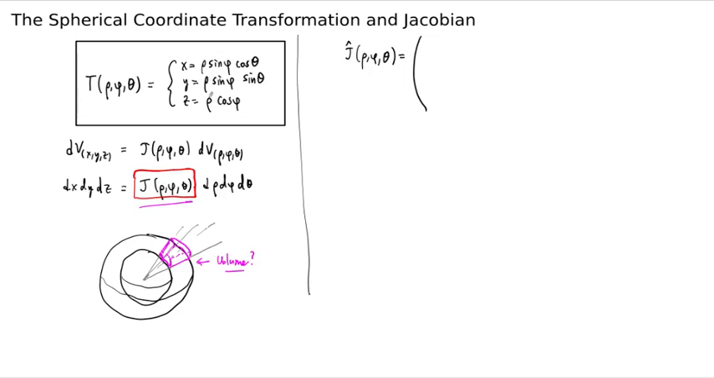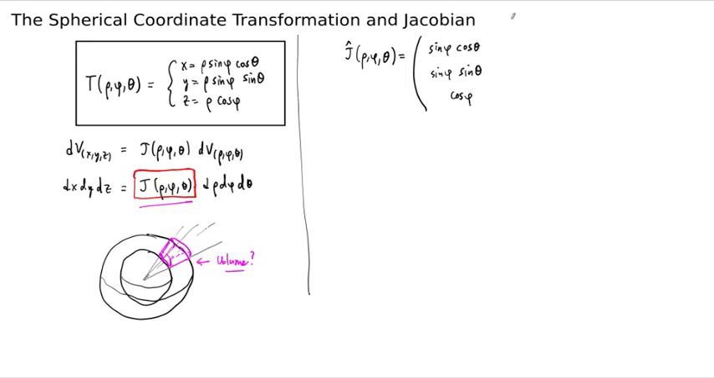So we take the derivatives of all of these component functions with respect to rho first. Rho shows up in all of them, right? And the derivative with respect to rho is just going to eliminate it from each one. So the first column here is sine of phi, cosine of theta, then sine of phi, sine of theta, and then just cosine of phi.